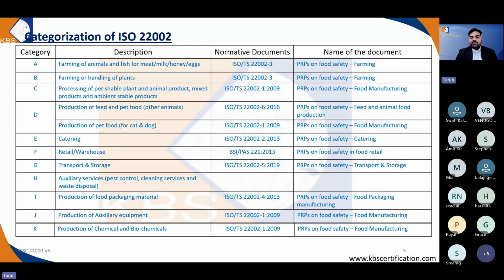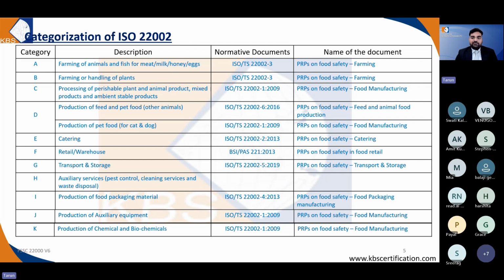Then in this category, ISO 22002-3 will be applicable. When you have perishable plant and animal product, mixed product, or ambient stable product, this means any product which you are manufacturing. For example, meat production, or maybe chilled product production like poultry production.